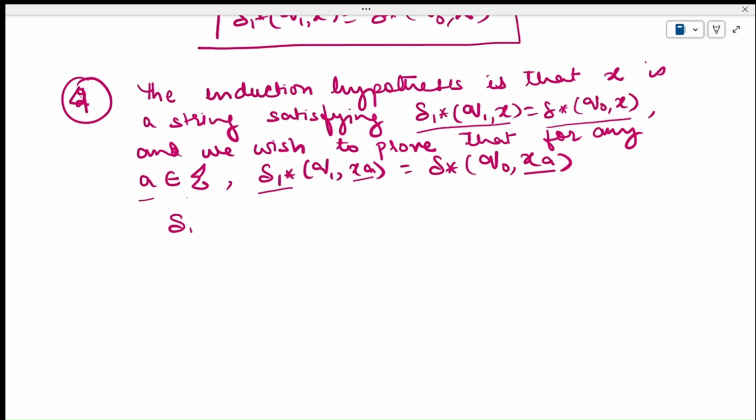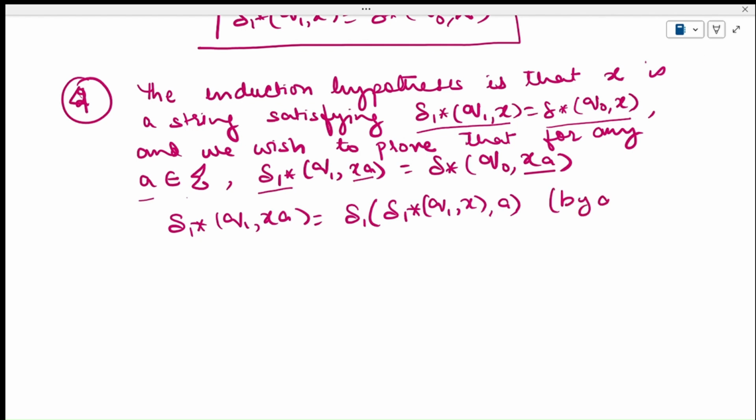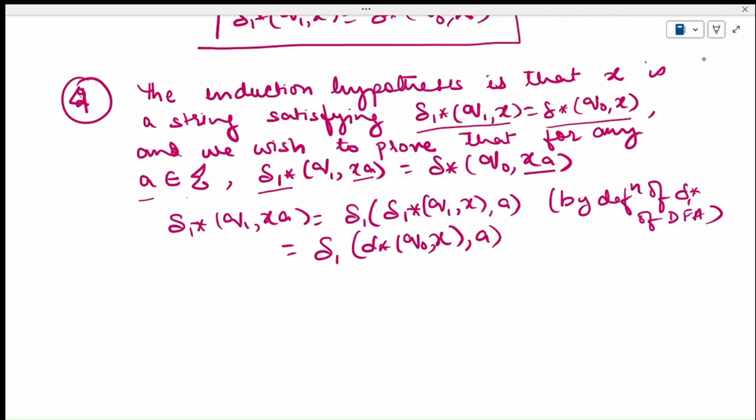So delta 1 star q1 comma xa is equal to delta 1 of delta 1 star q1 comma x, comma a. This is by definition of delta star of DFA. We have already seen this in the earlier lectures. Which is delta 1 of delta star q0 comma x, comma a. This is by induction hypothesis. By induction hypothesis, these two are equal.